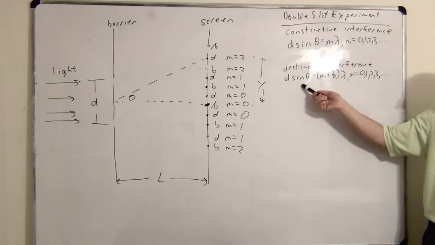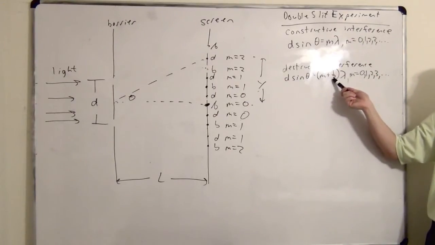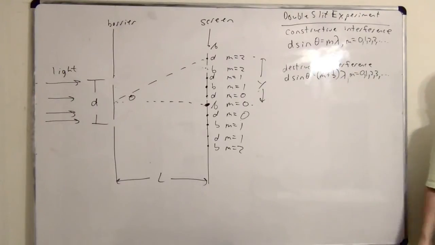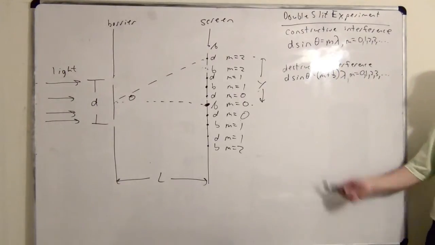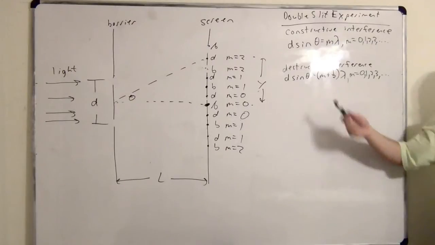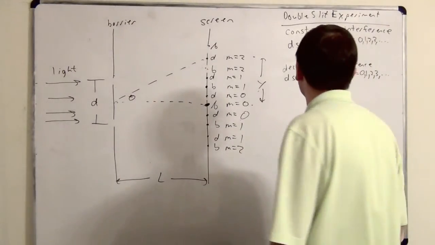And when the path length difference is a whole number of wavelengths plus half a wavelength, then you get destructive interference. So the only part of this that we didn't quite prove is that this is the actual path length difference. But otherwise the equations make sense.